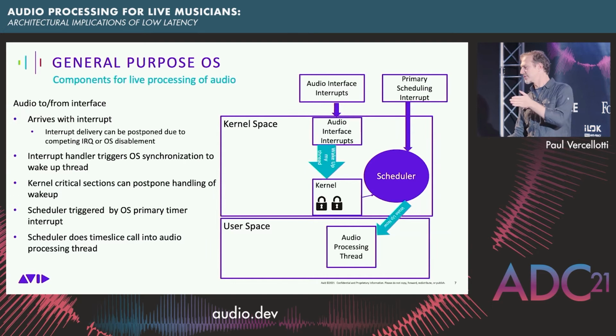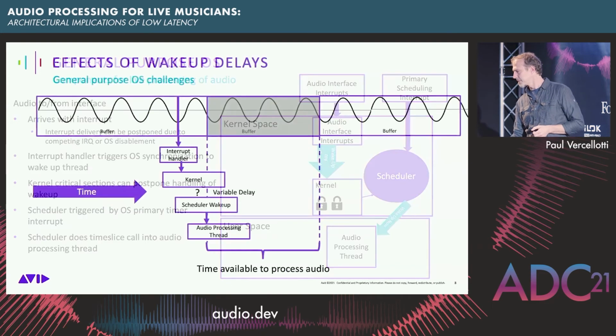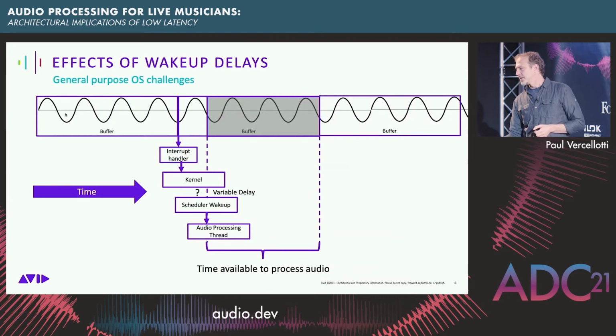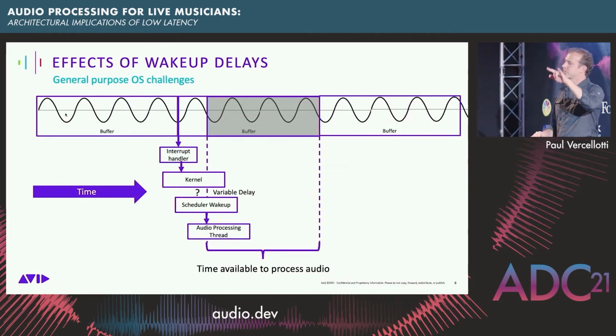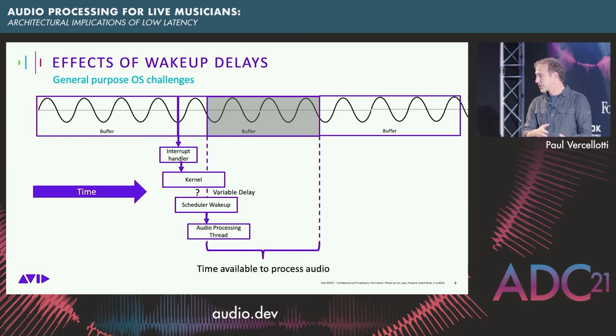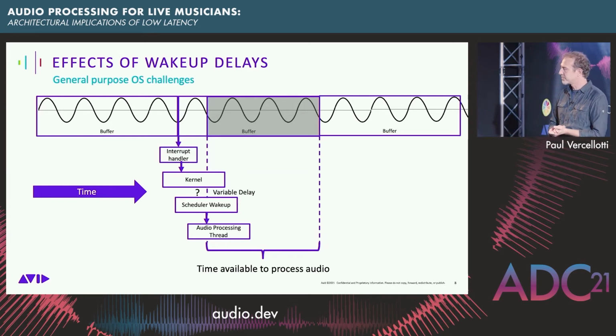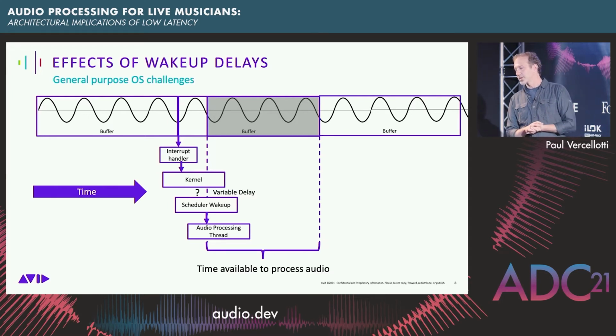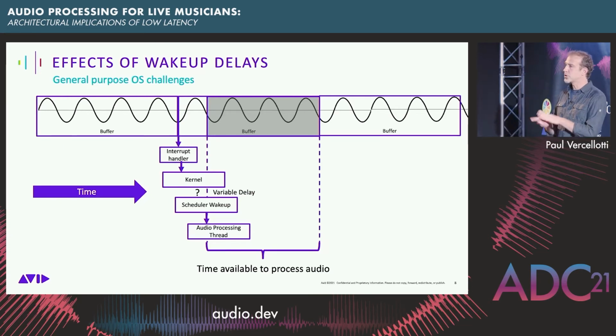Let's take a step through of what those look like. So here's audio coming in regular intervals. We've sliced it into these buffers that we want to explore. Interrupt comes in on the buffer boundary, signals to the kernel that our buffer is ready to process. The kernel lets the scheduler know that the next time through it should wake up the audio thread, but the scheduler itself is triggered by its own interrupt, the OS primary interrupt, which is often delivered by a high frequency timer.